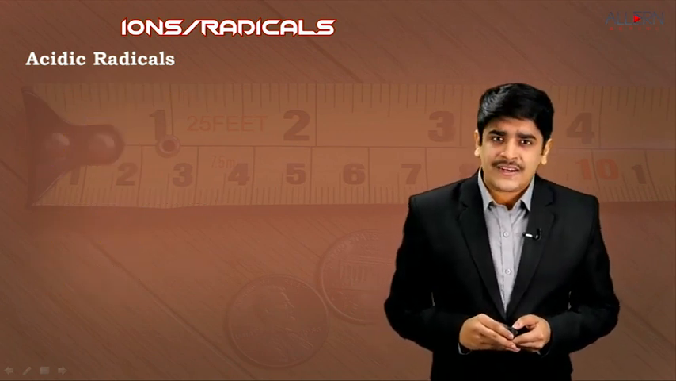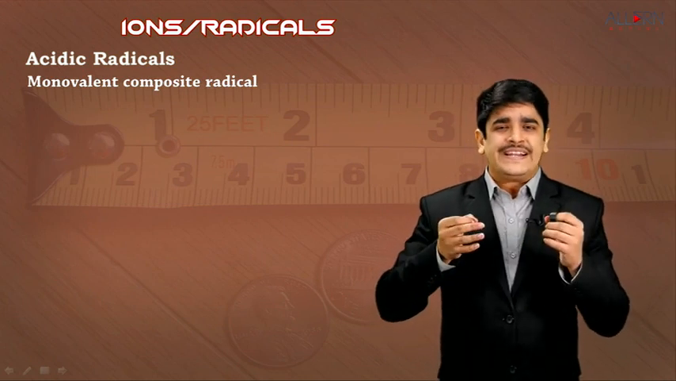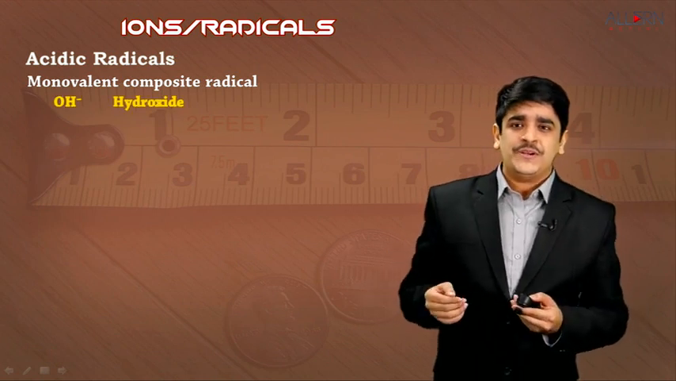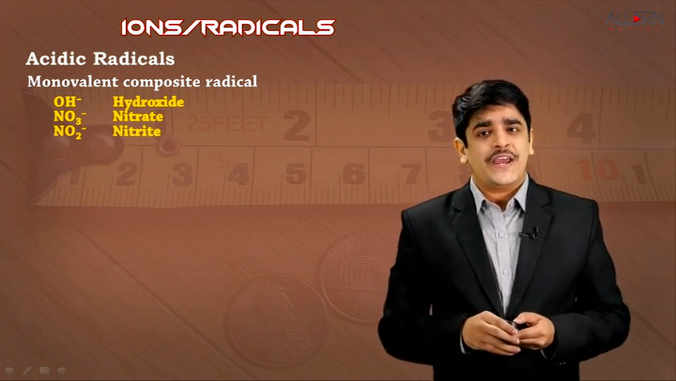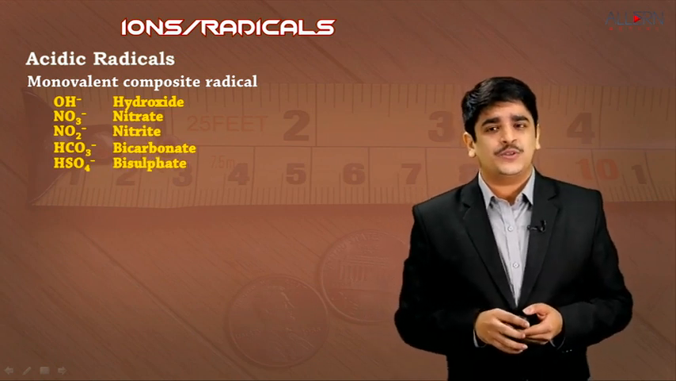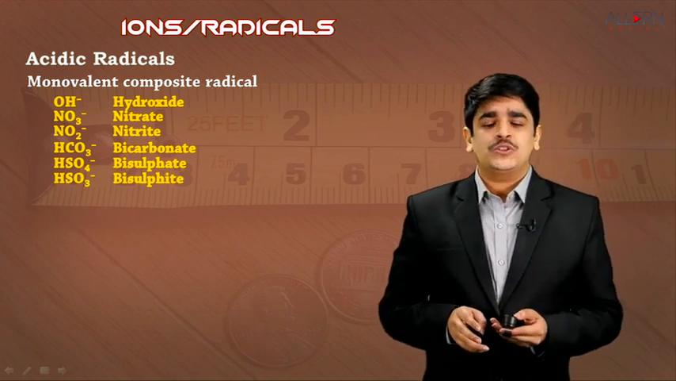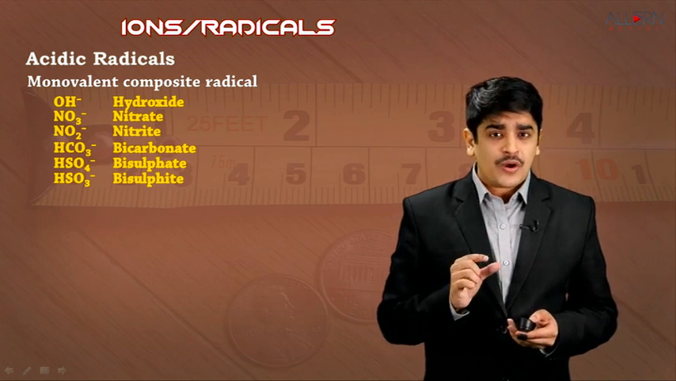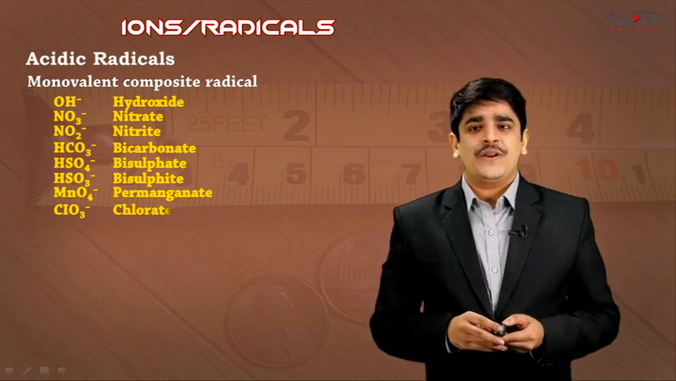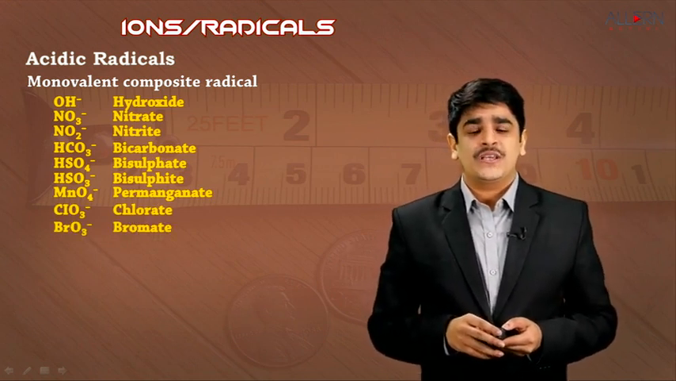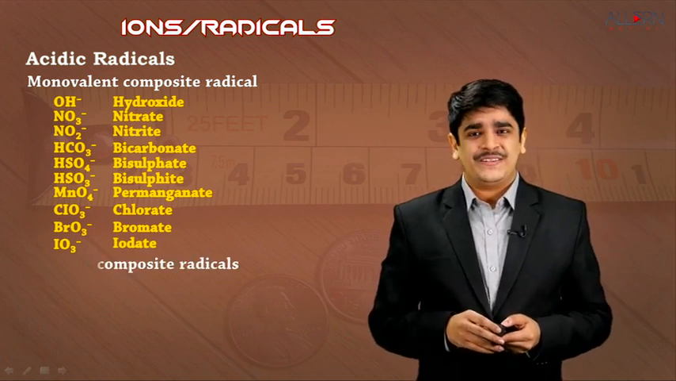Okay, acidic radicals still, but monovalent composite radicals, the ones which are relatively slightly tough because they have the group of atoms together, right? Hydroxide OH 1-, nitrate NO3 1-, nitrite NO2 1-, bicarbonate HCO3 1-, bisulfate HSO4 1-, bisulfite HSO3 1-. See the slight amount of difference, you need to get that perfectly done. Permanganate MnO4 1-, chlorate ClO3 1-, bromate BrO3 1-, iodate finally IO3 1-.